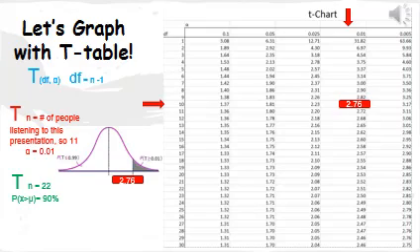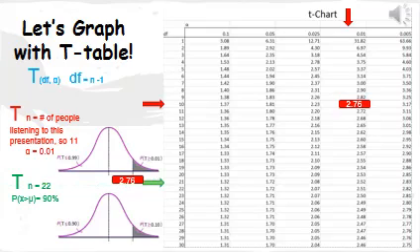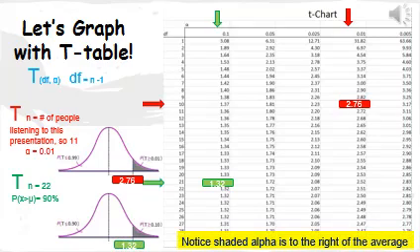To graph it, you will notice that the left side, 90%, is not shaded. Since we want to know x being greater than that, the shaded part is on the right, to bring us to our new alpha at 0.1 or 10%. Degrees of freedom will be 21, and we move to the 0.1 alpha to come up with our answer at 1.32. Notice, shaded alpha is to the right of the average.